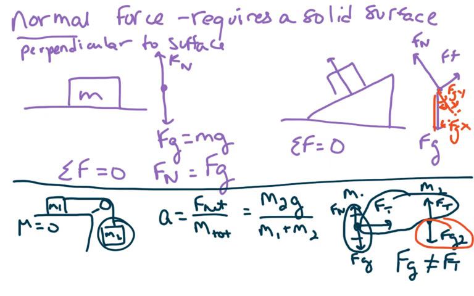Remember, sometimes they're equal to each other. That only happens if you have 0 acceleration. If you have acceleration, the tension and the gravitational force are not going to be equal to each other. All right, another situation we'll be looking at this year are elevator problems. Okay, so elevator problems. You have lots of things going on here.